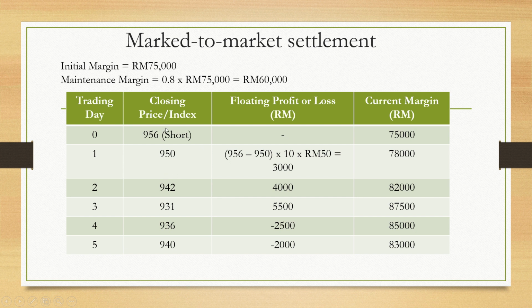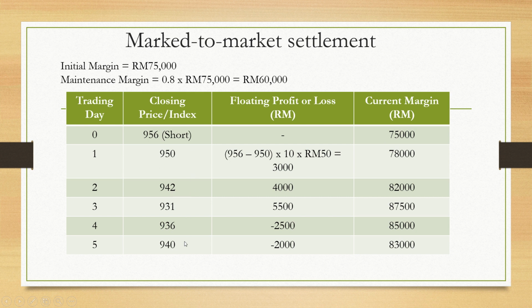Again, macam mana kali ni? Atas tolak bawah lah, because your entry is sell at the end of the day. Alright, the system will calculate your unrealized profit or loss. Okay, so atas tolak bawah, selling price always minus buying price, times 10 contracts and then times 50 ringgit, you will get 3,000 ringgit. So you add it up with the initial margin you have. So your current margin is 78,000, and the process will continue like always.